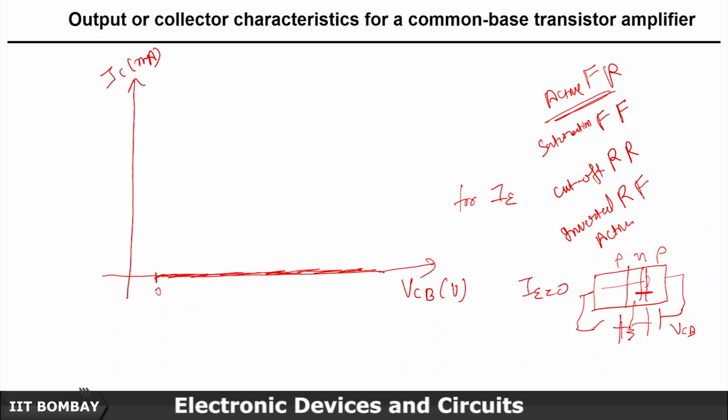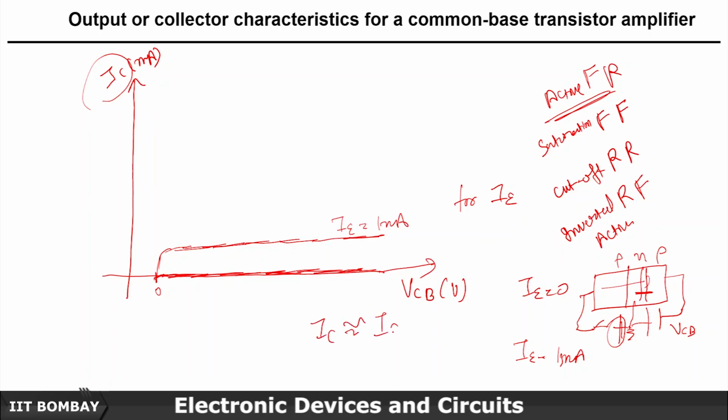And if IE has some value, depending on the connection and the voltage, let's say 1 milliamp, it will go this way. And then see, IC is not changing, right? For a constant IE, it is largely the same. So you can say IC is equal to IE, which is what we derived basically.